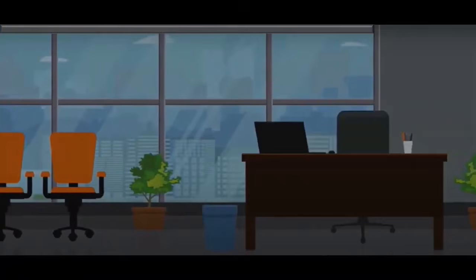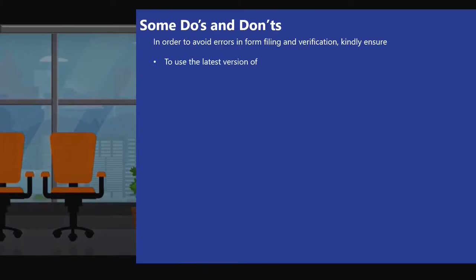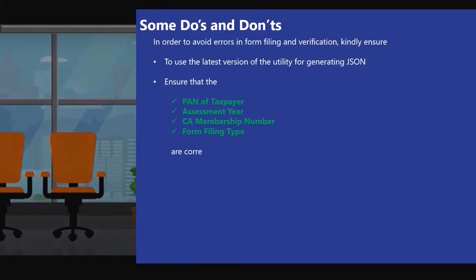Filing of Form 29B is so easy, but in order for a seamless filing, you have to avoid errors in form filing and verification. So therefore, kindly ensure to use the latest version of the utility for generating JSON. Ensure that the PAN of the taxpayer, assessment year, CA membership number, form filing type are correctly entered in the utility and selected on the portal.